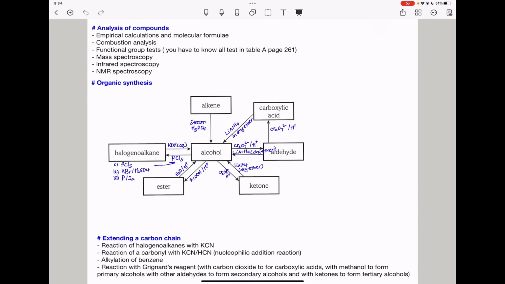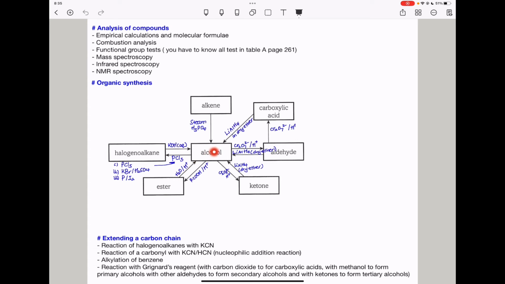The other part is organic synthesis. The synthesis I've put here is extracted from your textbook. They can ask you about conversion of a halogenoalkane into an alcohol and an alcohol back into a halogenoalkane, alkene into an alcohol, carboxylic acid into an alcohol, this is reduction of course, aldehyde into an alcohol, that is reduction, alcohol into aldehyde is oxidation with potassium dichromate in the presence of sulfuric acid. Conversion of an alcohol into a ketone, that is going to be oxidation, while a ketone back into a secondary alcohol is going to be reduction.